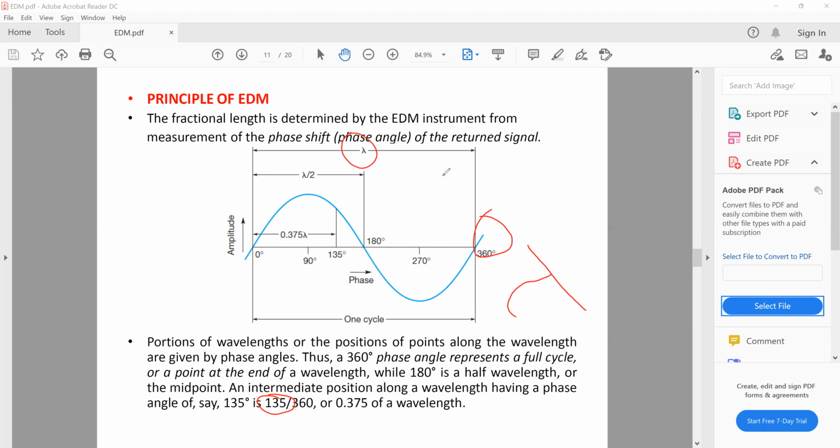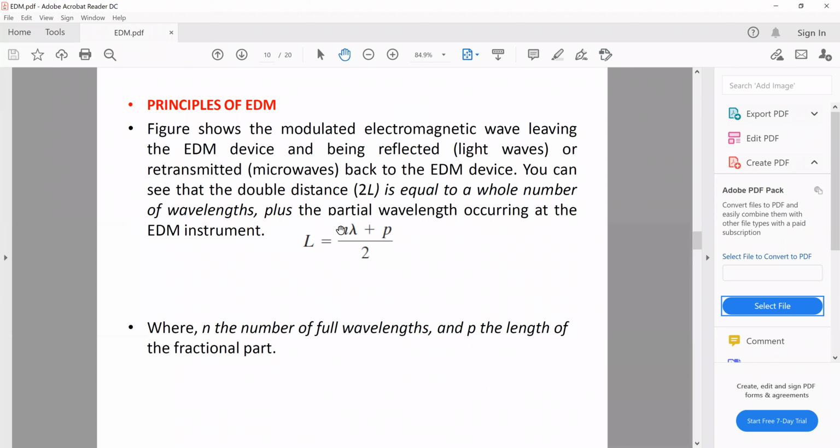So in order to do that, we divide 135 by 360, and whatever answer you get, that would be the partial wavelength or the fraction of the wavelength that has been traveled. And then you add it back in the equation in which we had the total number of full wavelengths plus the partial wavelength divided by 2, and that is how you get the total length.